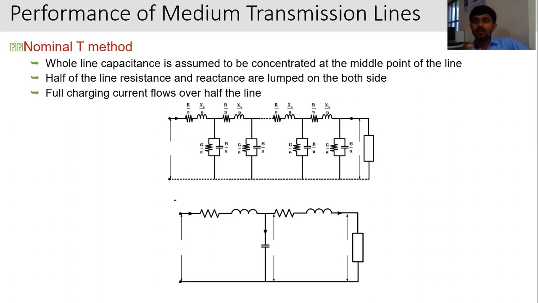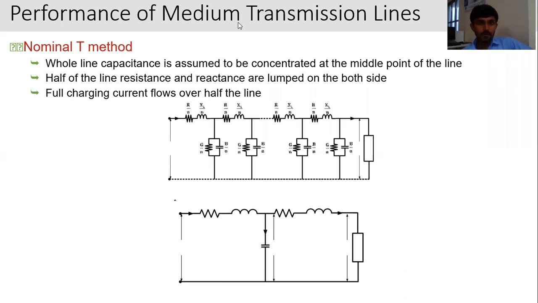If you look at the end condenser method, all the capacitance effect is seen at the end of the line. Now we are going to see the capacitance effect at the middle point of the line. Now we see that the full charging current flows over only half of the line. I will draw it: the full charging current flows only through this part.